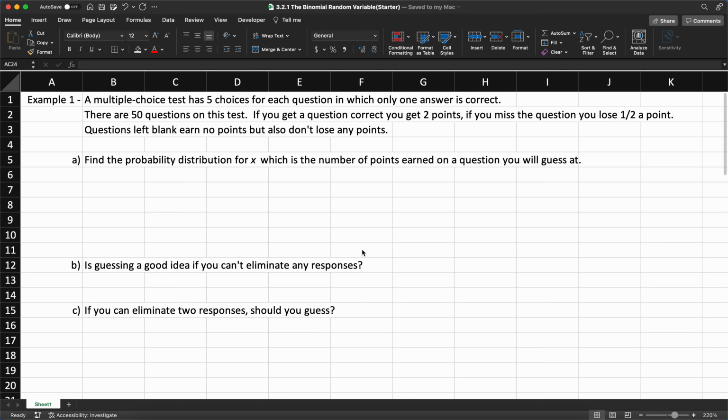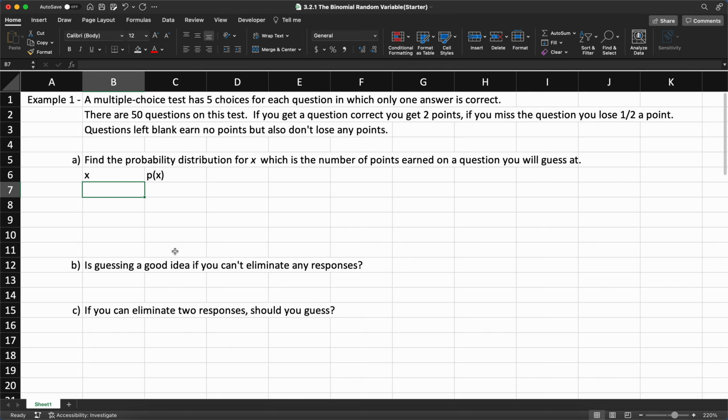We want to find the probability distribution for x, and we're defining x as the number of points earned on a question that we're going to guess at. So we're looking at one question that we're going to guess. Let's say maybe we answered 49 of the questions, but there's one question that I really don't know at all, and I have to guess. So our probability distribution for this question is going to have x, and it's going to have p of x.